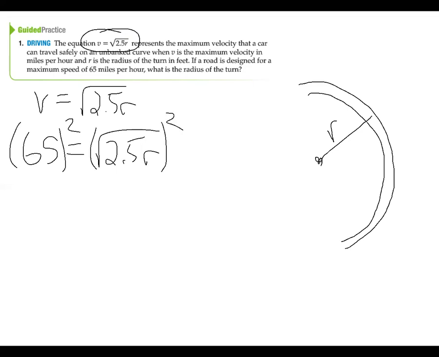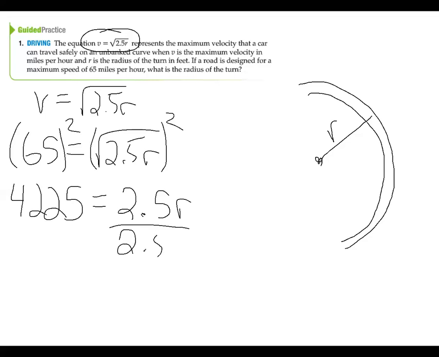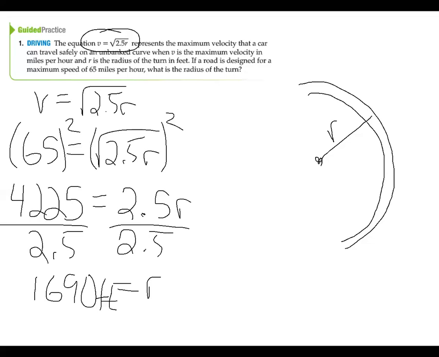Okay? So 65 squared is 4,225, and that equals 2.5 r. Now the 2.5 r is no longer trapped inside the square root, so you can divide everything by 2.5. And you get 1,690 equals r. So the radius should be 1,690 feet in the context of the problem to produce a curve at which you could go around the bend at 65 miles per hour.